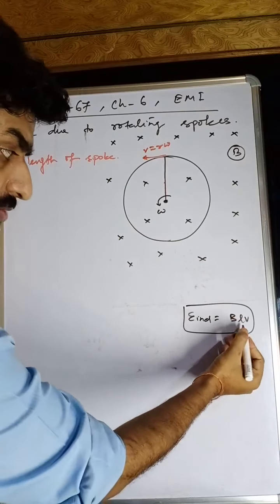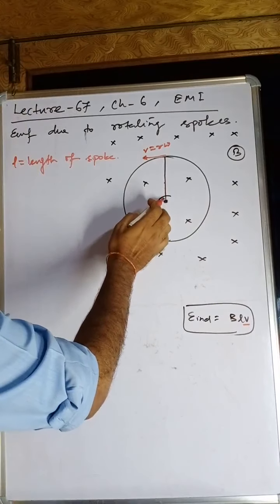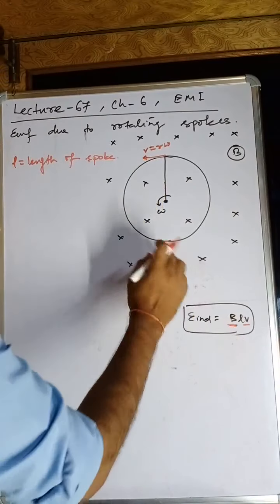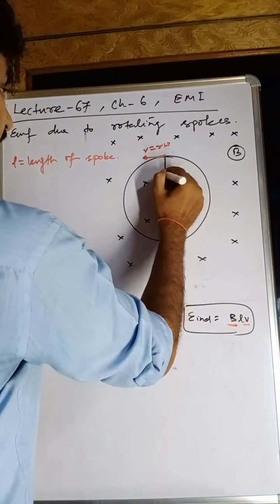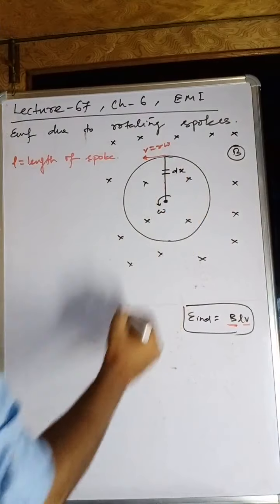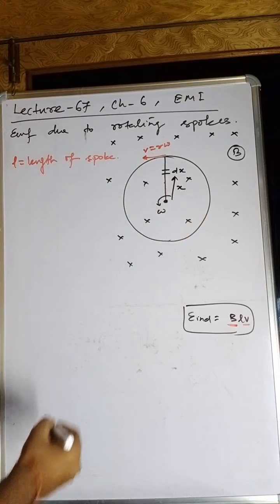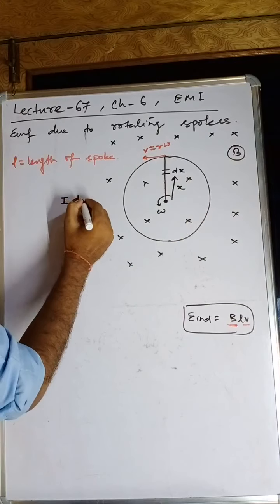In the formula we have, V is constant. But here we can see the velocity of each element is different. Of course, B will be uniform, and L is the entire length of the spoke. Then how will we solve this question? So we will take the help of integration. At a certain distance x, cut an elemental length dx. Now we have a spoke of length this much only, and this is dx.